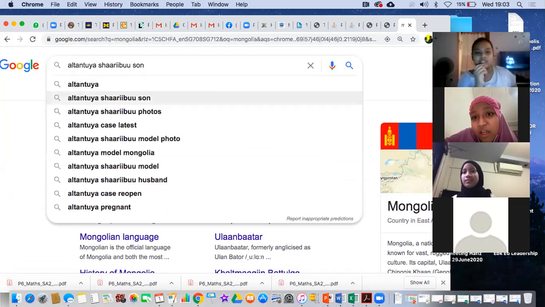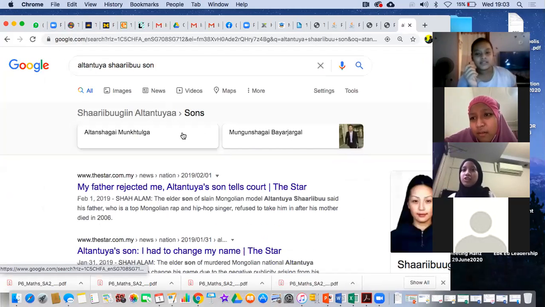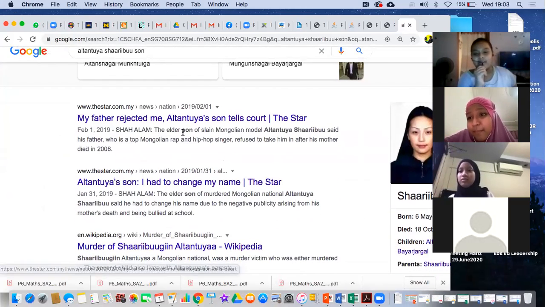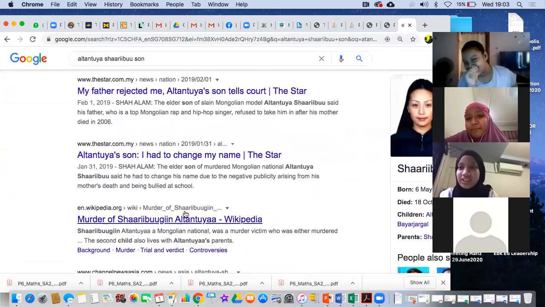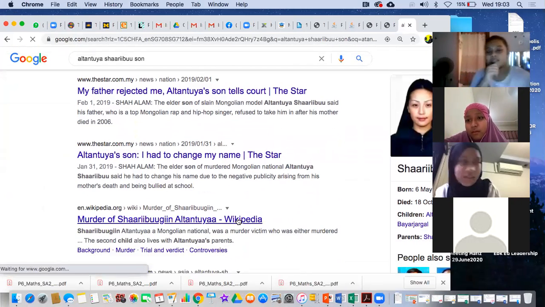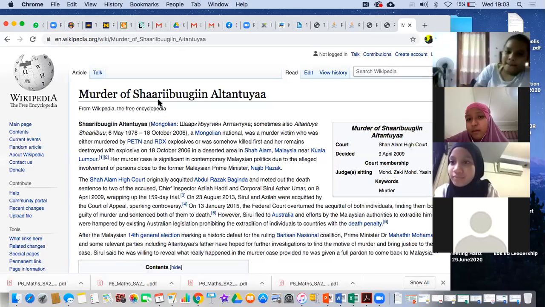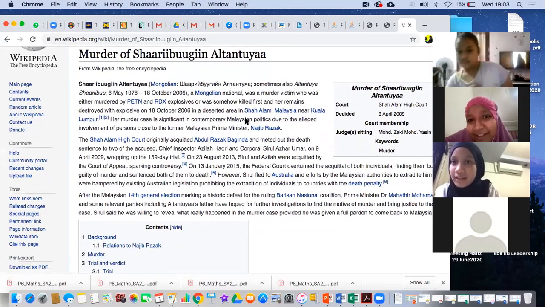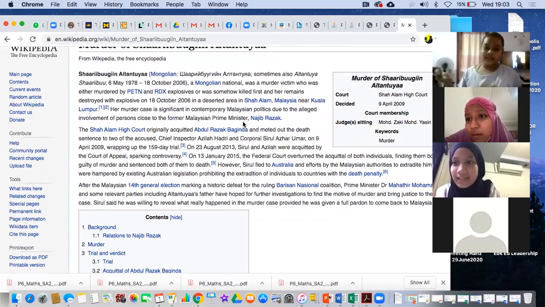Atantuya. You will see Sari Bunsan. That's her name. Why is she so ugly? Who is she? Is she the one that got killed? Yeah, she got killed by the explosives. Down here you can see. She had children already. She was pregnant. Yeah, she had a child before.